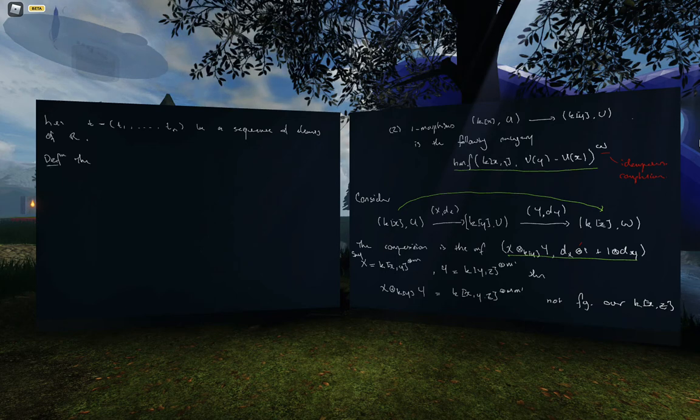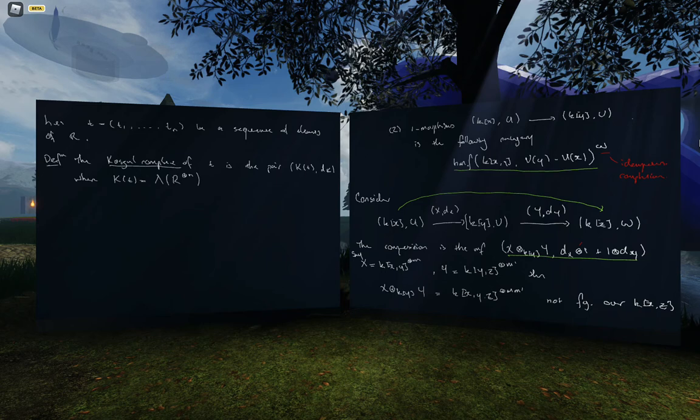So definition, the causal complex of T, which we denote, is the pair K_T, d_K, where K_T is just the exterior algebra of the n copies of R, so we called that V before, and d_K is a morphism, so it's an R linear map given by the following assignment on the generators.